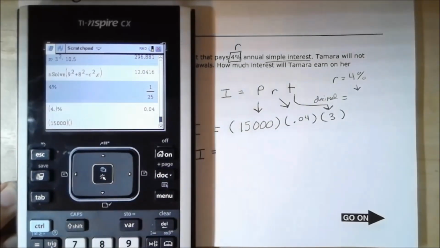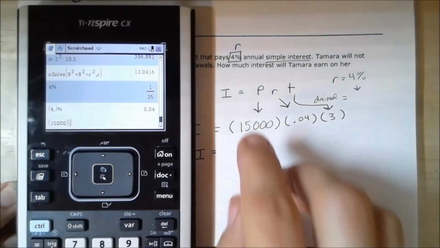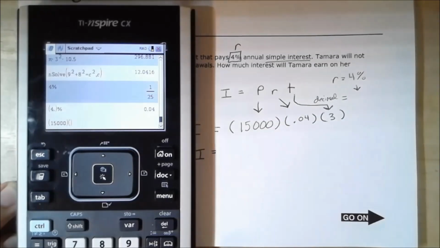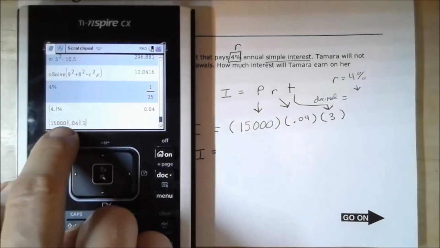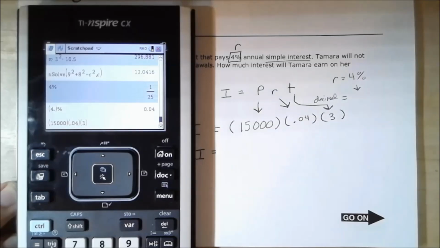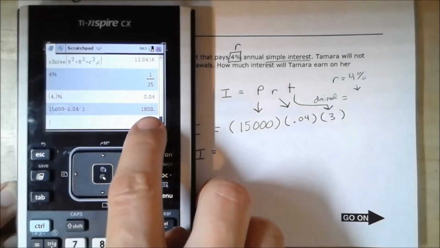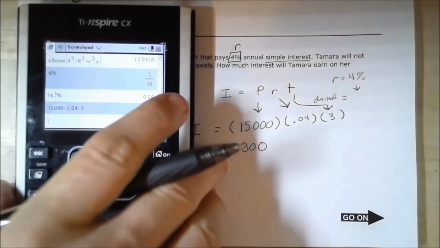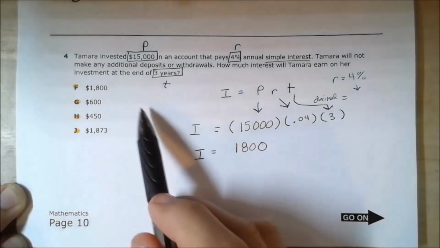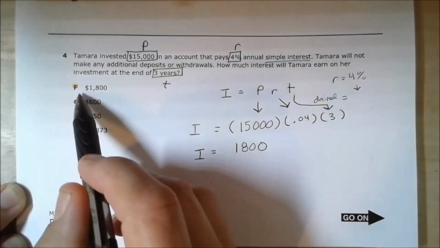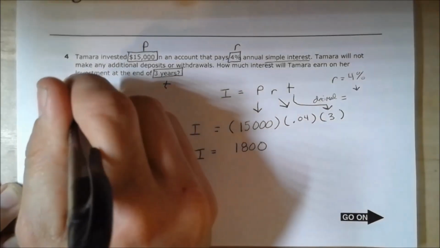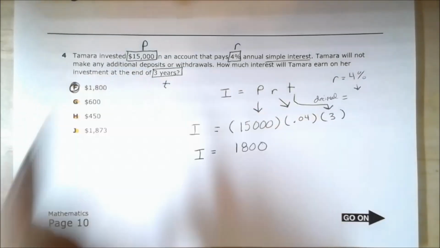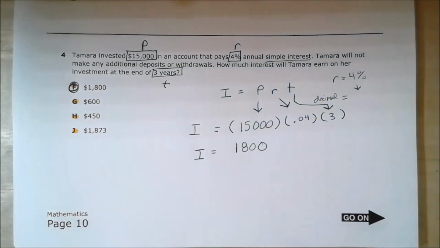The only time I don't use parentheses typically is if I'm using numerical solve. And then I'm going to put 0.04. And then I'm going to put my 3. And the parentheses tells it to multiply these values together. So hit enter. And it gives me $1,800 in interest. So I'm going to write 1,800. And I'm going to look for my answer. So if you look at these answer choices, F has 1,800 as well, so it is the correct answer. Now go ahead and pause this video and try the next problem on your own.